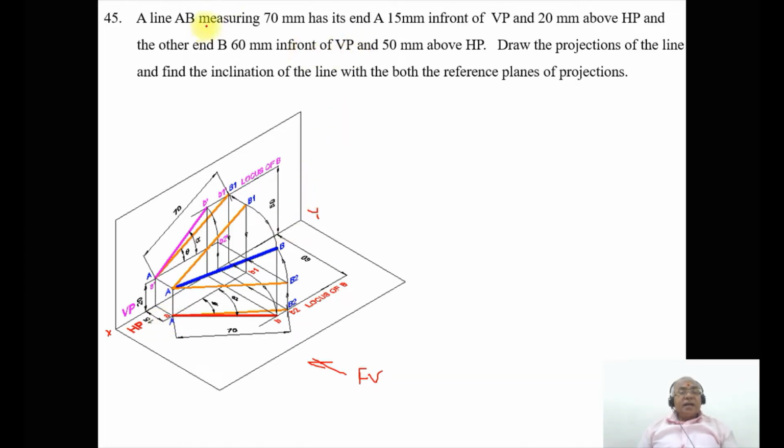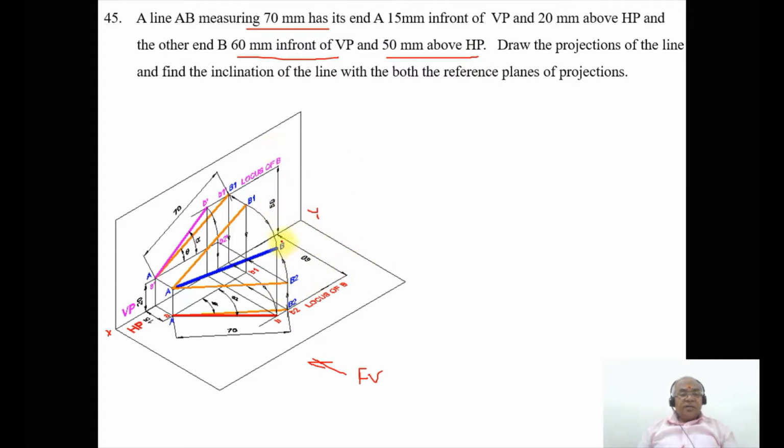Then he says the line AB is 70 mm long. Since it is 70 mm, we are going to draw a line of 70 mm length, whose angle is not given. Now the other end B is given 60 mm in front of VP and 50 mm above HP.